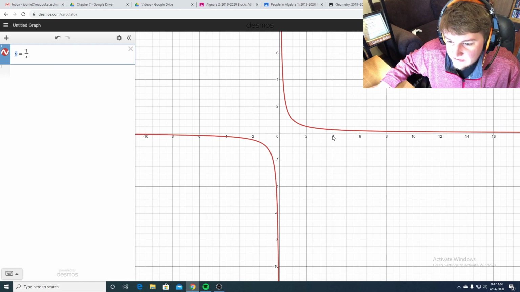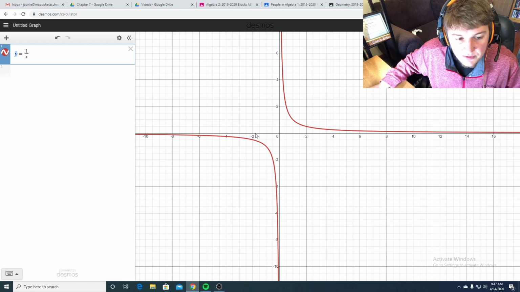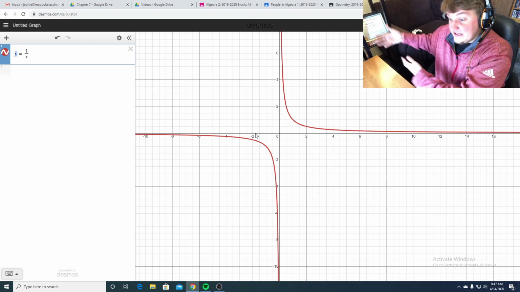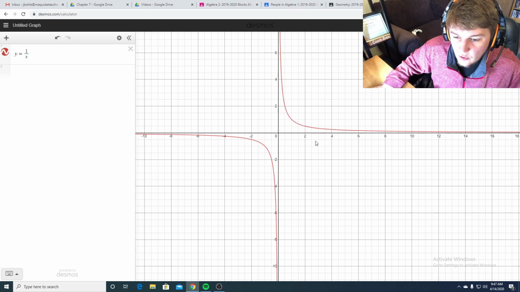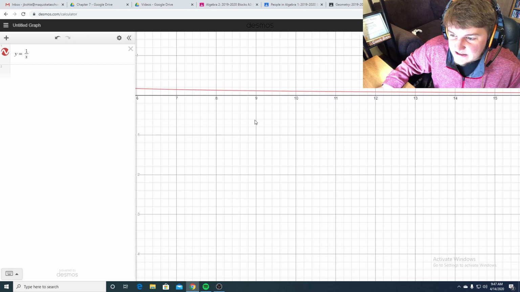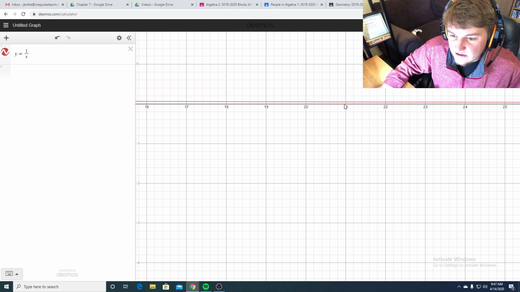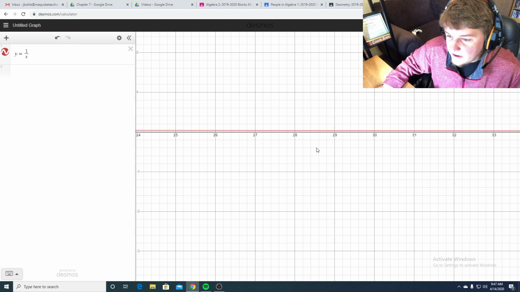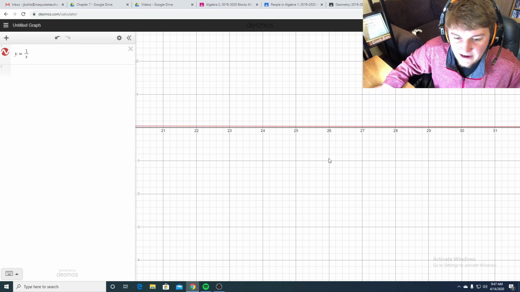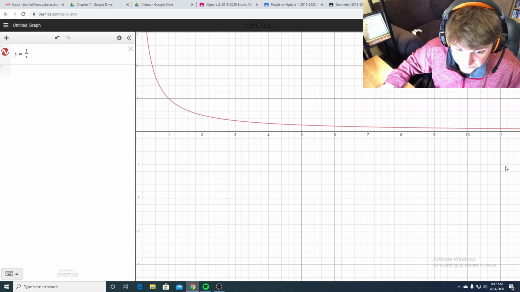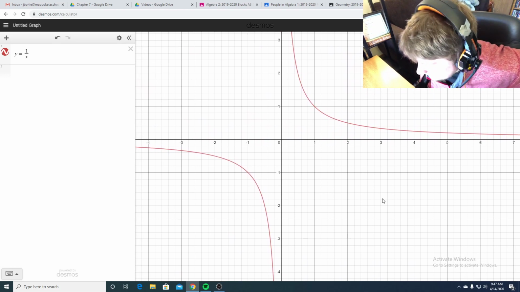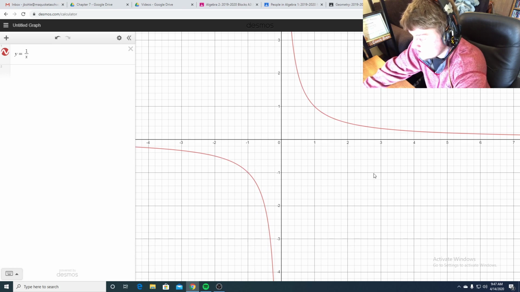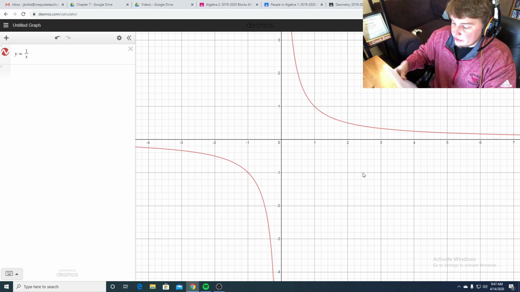And then horizontally, there's going to be a gap in our graph as well, because you can't divide and get 0 unless the top number is 0. So the same thing happens. As I zoom in, you see I'm infinitely getting closer to 0, but yet it never actually touches. So that's why the x and y values cannot be 0.